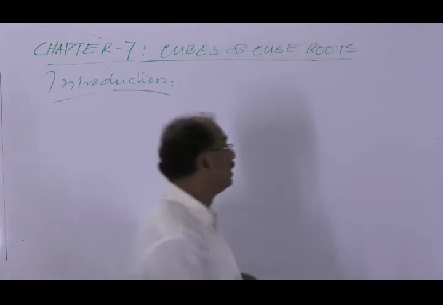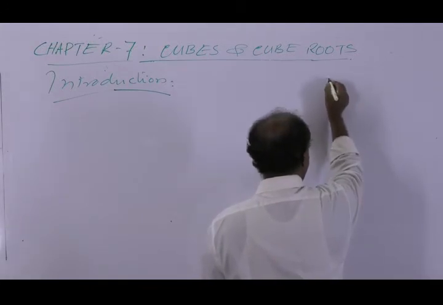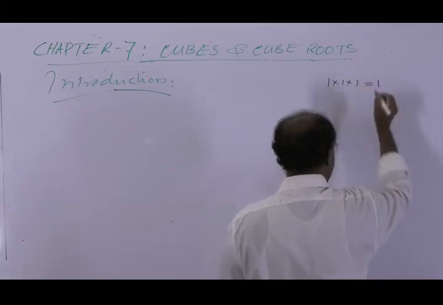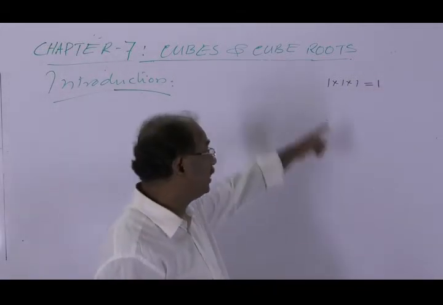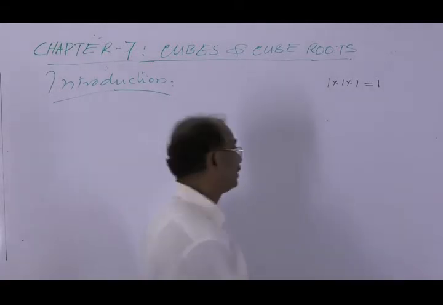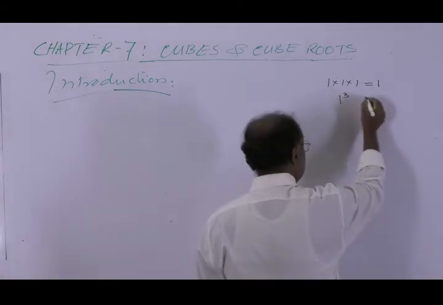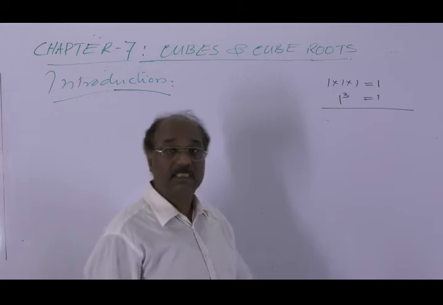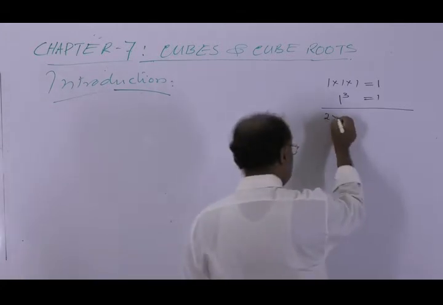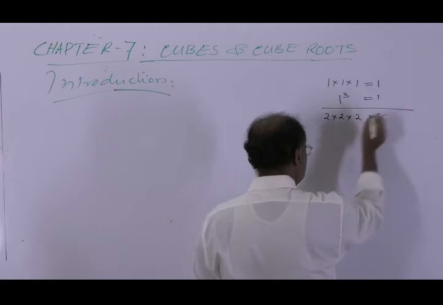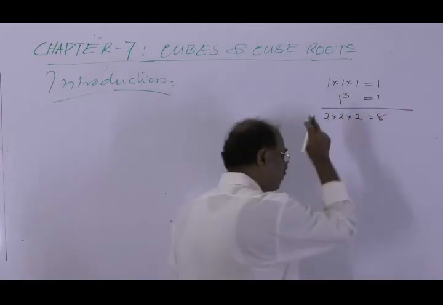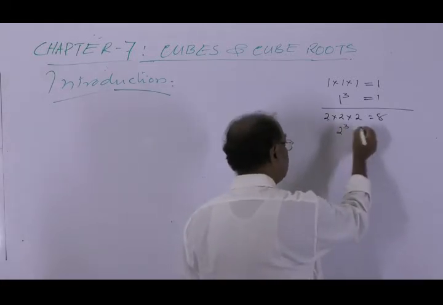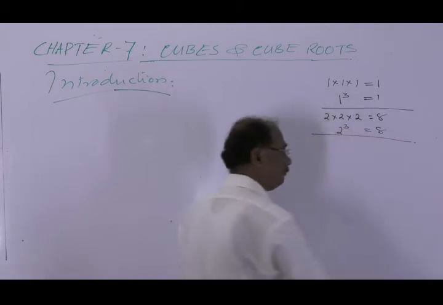Example. Consider 1 multiplied 3 times, 1 into 1 into 1, which is equal to 1. So we say the cube of 1 is 1, and is denoted by 1 cube is equal to 1. Consider 2 multiplied 3 times, 2 into 2 into 2, which is 8, and therefore the cube of 2 is 8. In symbols we denote this 2 cube is equal to 8.